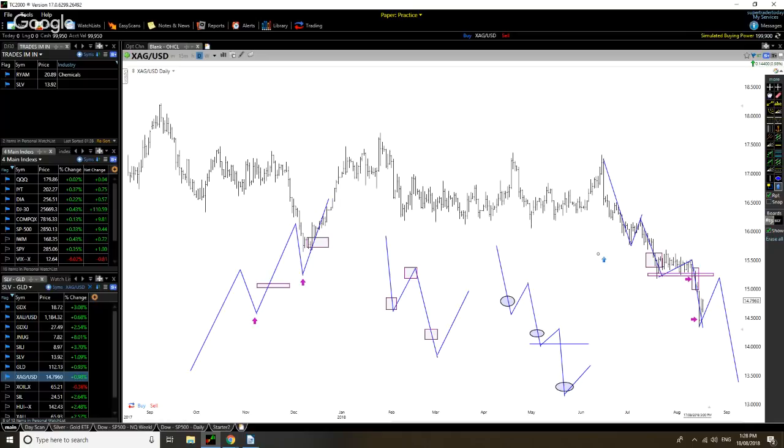As soon as the market starts to give you a good, clear indication that now we're breaking out, now we're starting momentum, that's when you want to start to look for setups in the markets.